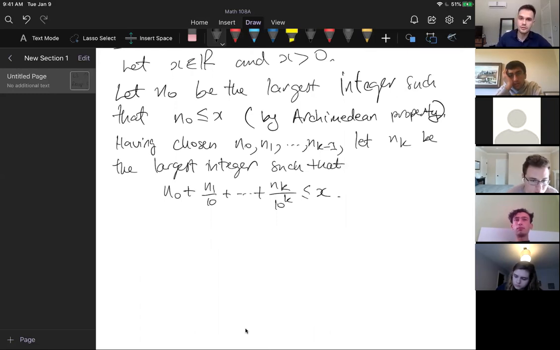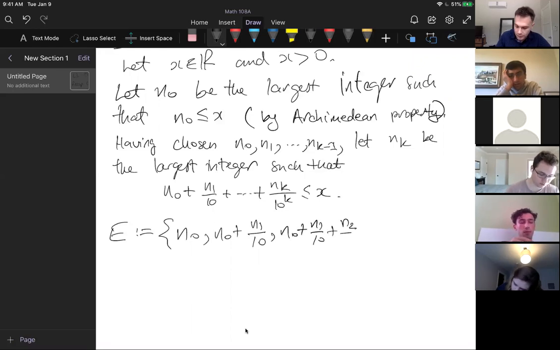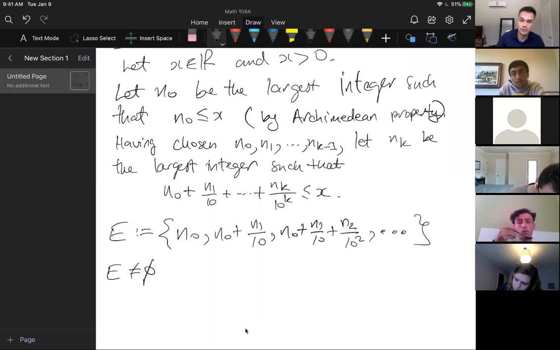And so what I'm going to do is define a set, and the set I'm going to define are elements that look like this. The first one is just going to be n0. The second one is going to be n0 plus n1 over 10. So just all the choices I've made, basically. Then n0 plus n1 over 10 plus n2 over 10 squared, and so on. Okay. And so what do I know about this set? Well, it's non-empty, and it's also bounded above.